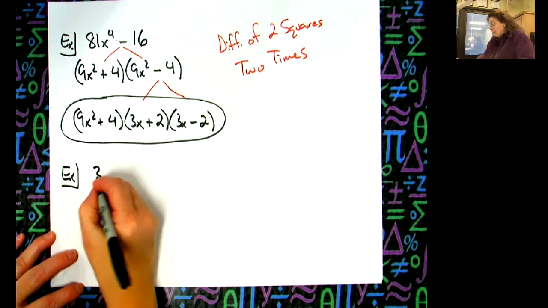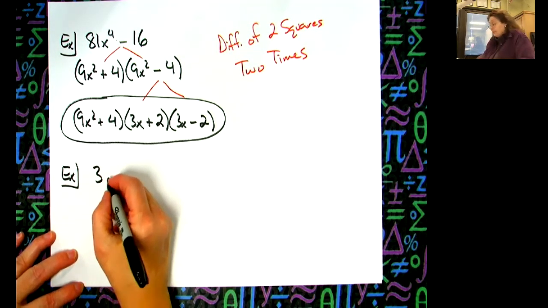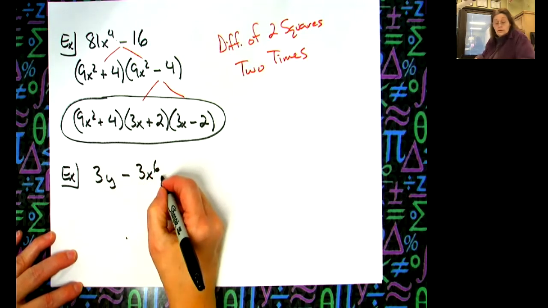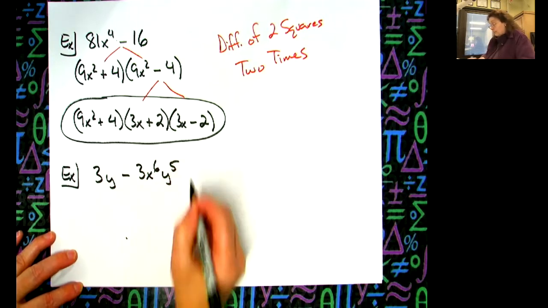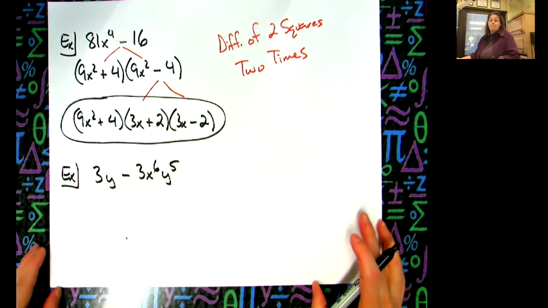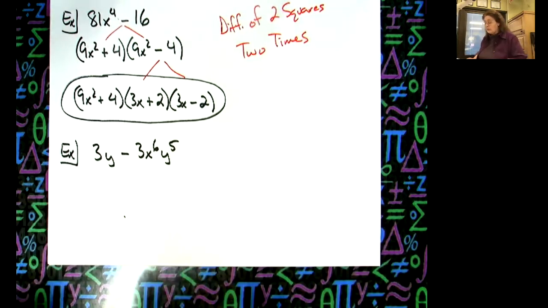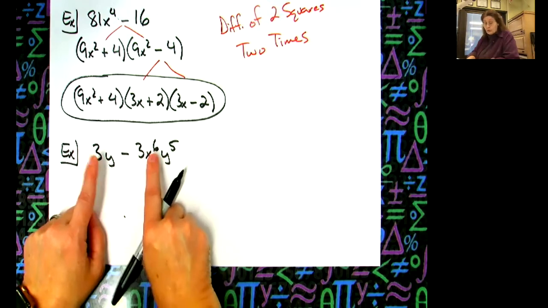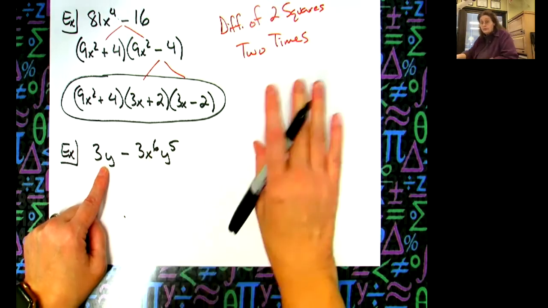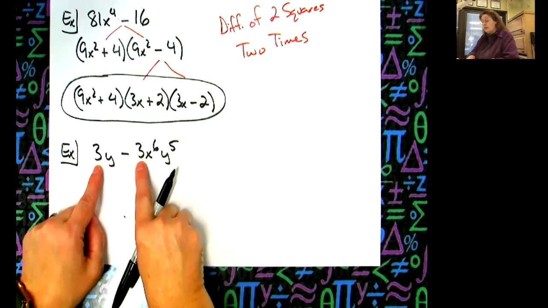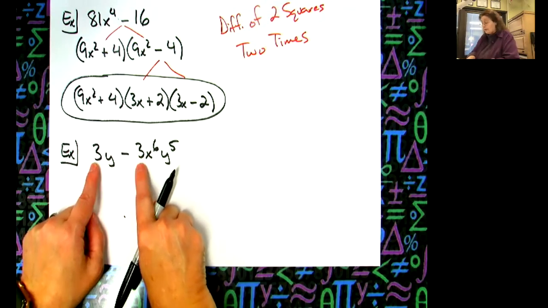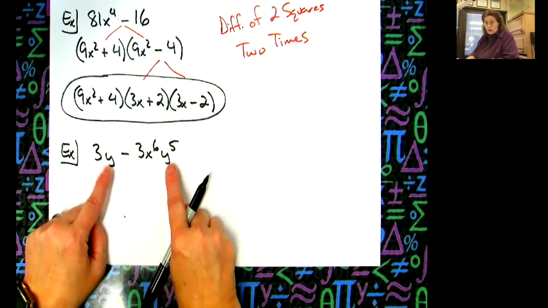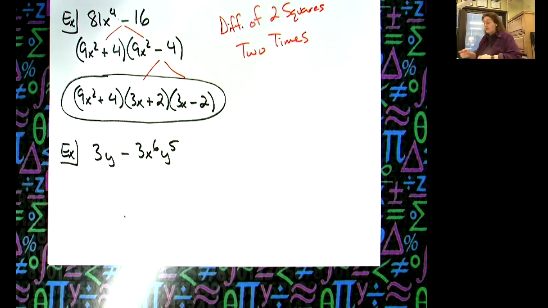How about if I had a 3y minus a 3x to the 6th y to the 5th. So when you first look at this, you go, yes, I have two terms, but these are not perfect squares. So I definitely cannot just go difference of two squares. But I notice I've got a 3 in there, so I definitely have a greatest common factor of 3. I also have a greatest common factor of a y. So we're going to take that greatest common factor out first.